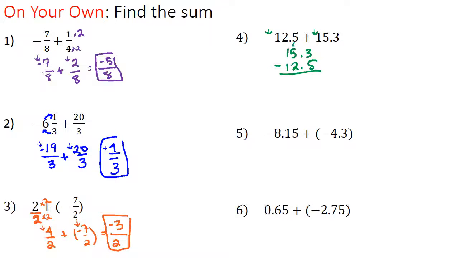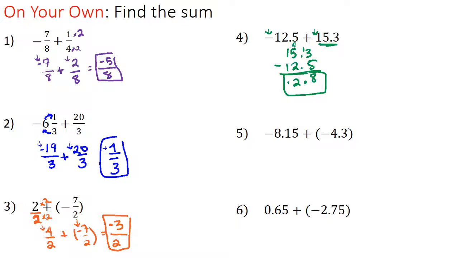Then we can borrow from here. 13 minus 5 is going to be 8. 4 minus 2 is going to be 2, and we're going to end up with 2.8. Then we just need to decide if this is going to be positive or negative. Because our larger number was positive, that means our answer is also going to be positive.